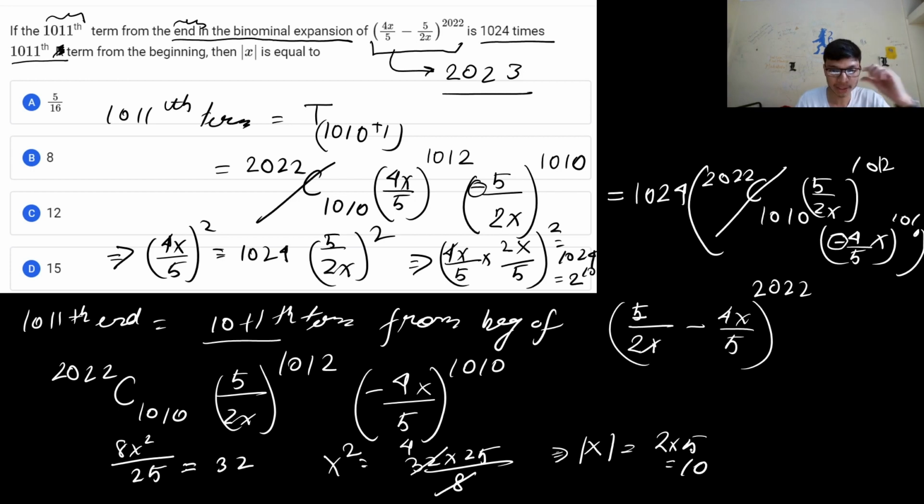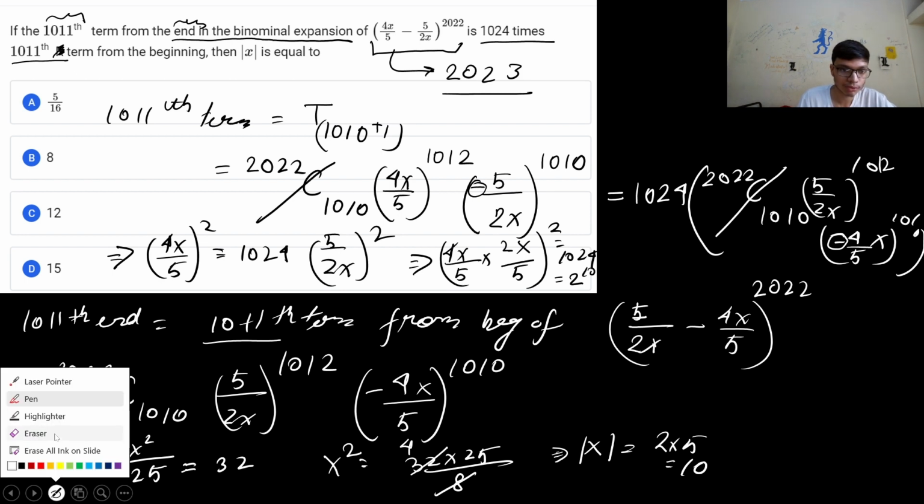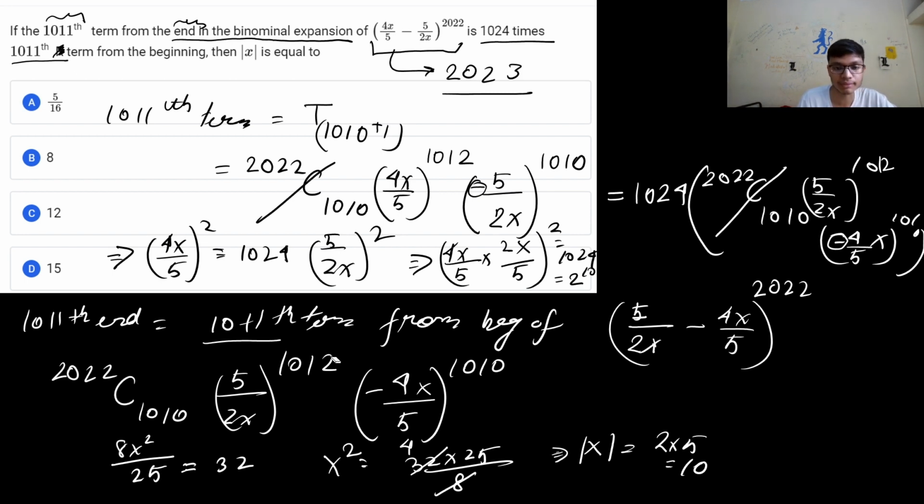Okay, but it doesn't match with the answer. So let me check for any mistakes. So there is a very big mistake from my side. Okay, I'm sorry for the mistake. In the question, it was mentioned that the 1011th term from the end is 1024 times the 1011th term from the beginning. So that's a very big mistake from my side.